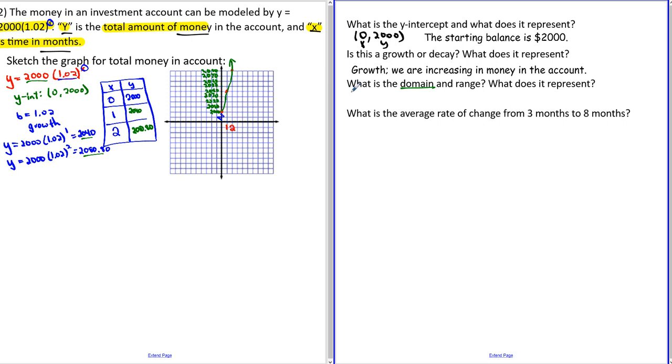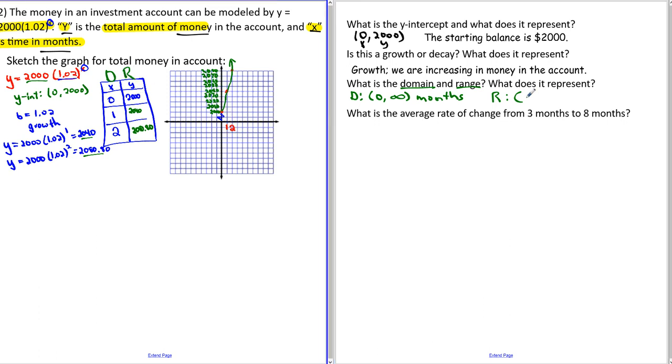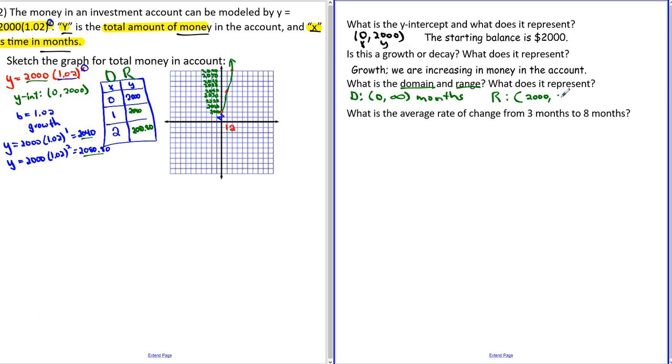So for domain, it's our x values, which is our time, which is these values right here. So we start at 0 months to positive infinity months. And of course, we just said what it represents. It represents months. And then our range is going to be our y values, which we're starting at the starting amount, which was 2,000. And if we leave that money in for infinity months, then we will have infinity amount of money. And what does it represent? Well, we just said it, money in account.